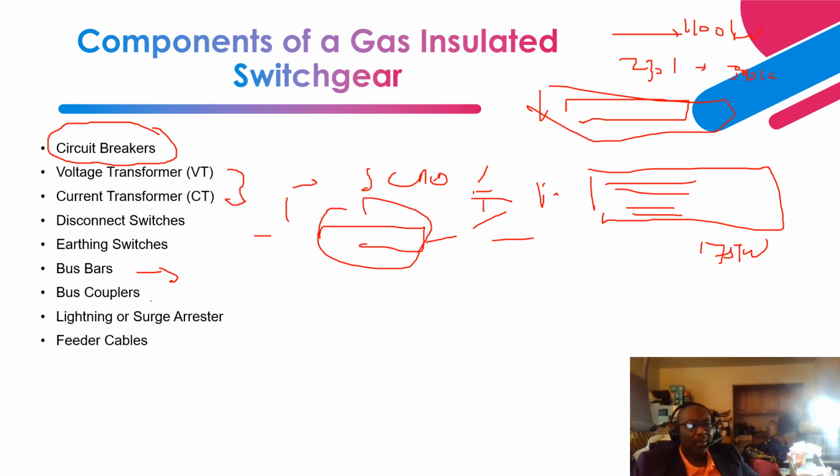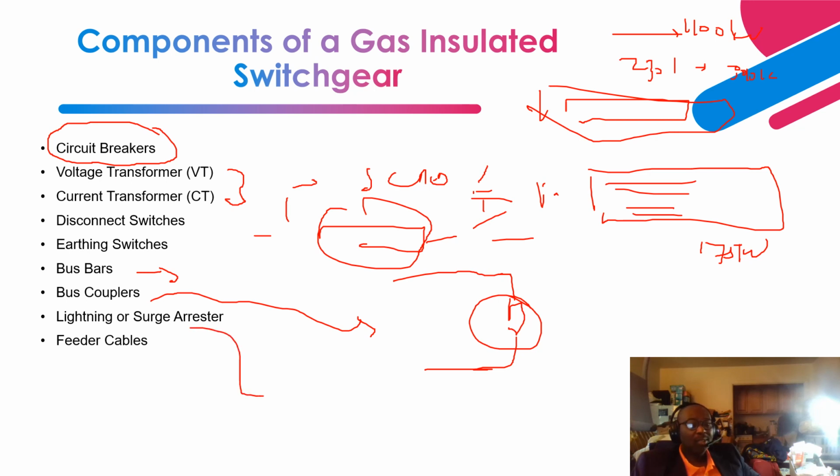Next is a bus coupler. A bus coupler is basically a tiebreaker. So a bus coupler is two buses, and you have a tiebreaker that goes in between them. This is called a bus coupler. It ties two buses together.